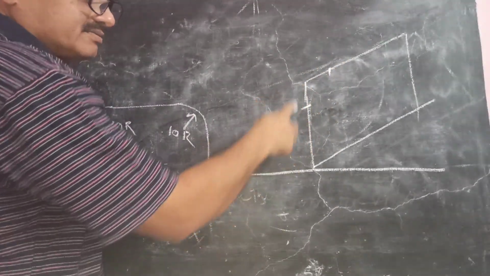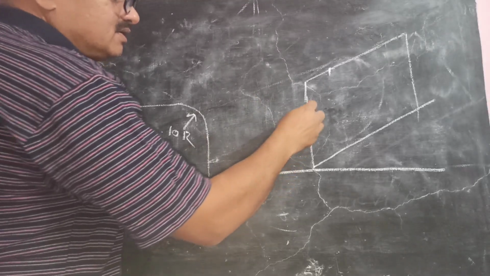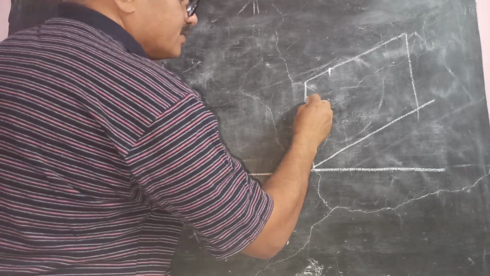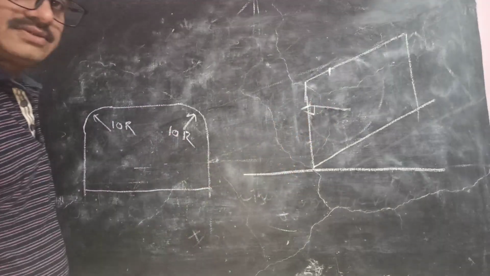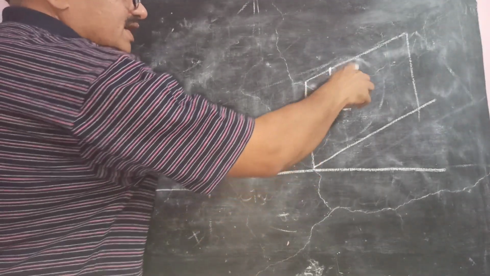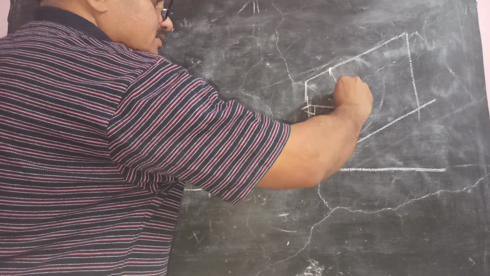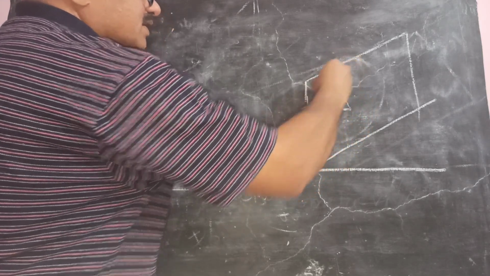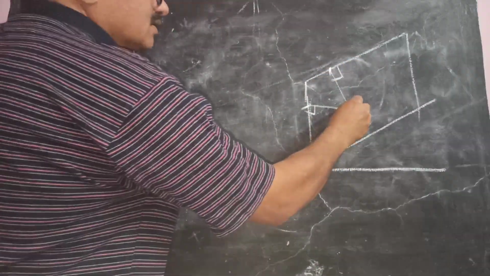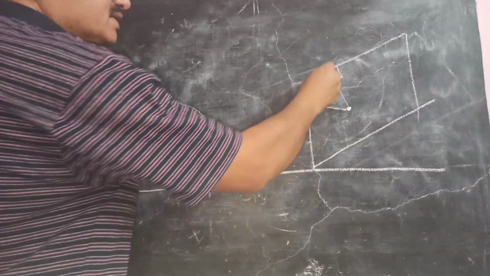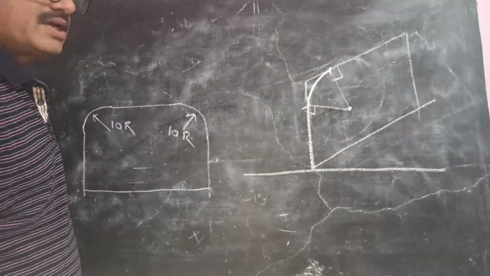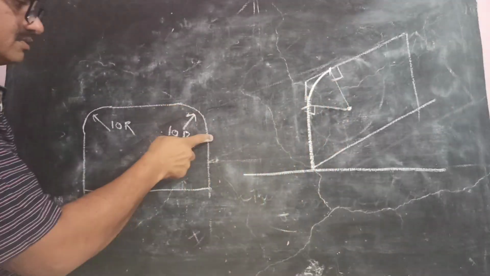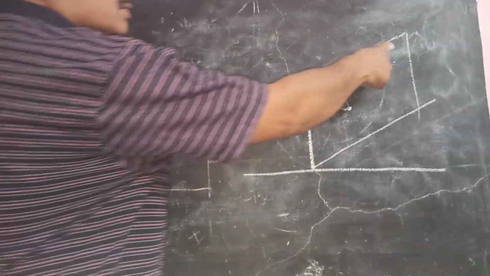So to this line at this point, draw a perpendicular. This angle must be of 90 degrees. Again to this line at this point, draw a perpendicular. This angle must be again of 90 degrees. Take this intersection point as center and from here draw this. Now the same circular shape is here also in this corner.